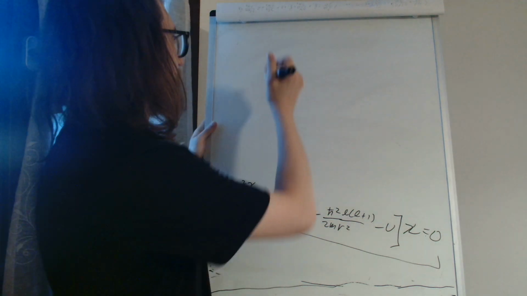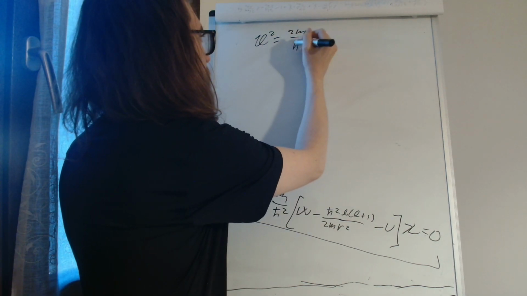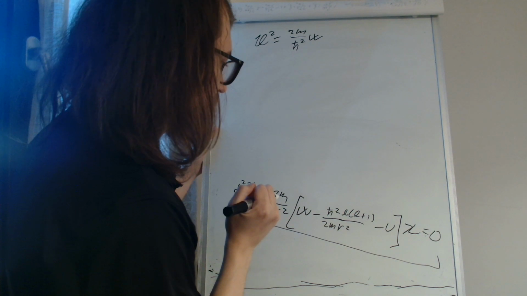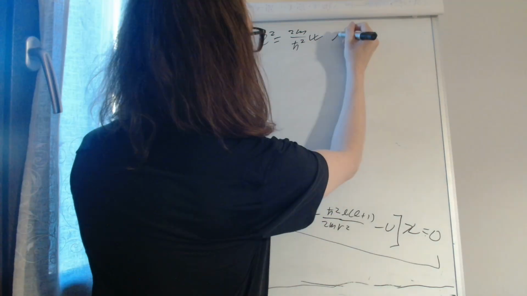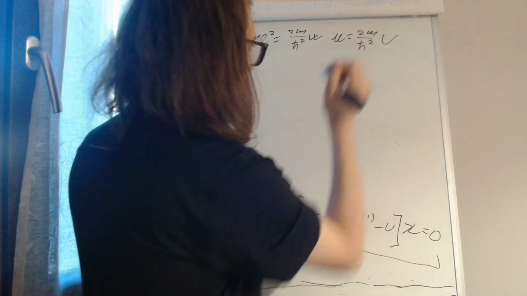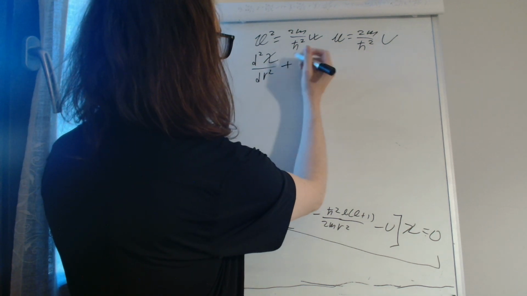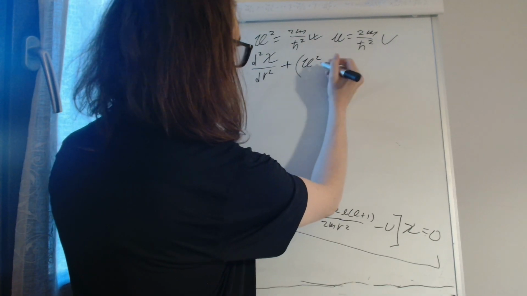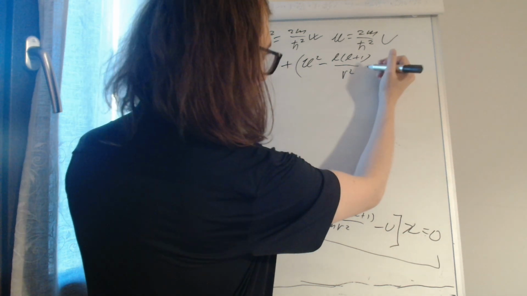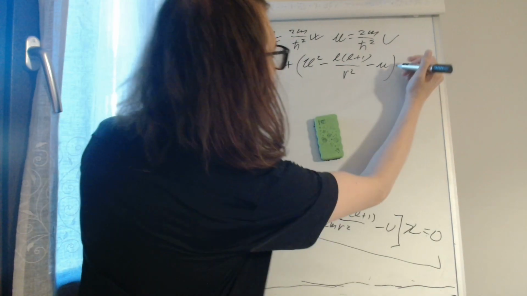Now I simplify it by writing k squared instead of the energy parameter. k squared is 2m divided by h bar squared times the energy, and then I write small u equals the same thing, 2m divided by h bar squared times big U, so I get d squared chi/dr squared plus k squared minus L times L plus 1 divided by r squared minus u, sorry, times chi, equals 0.